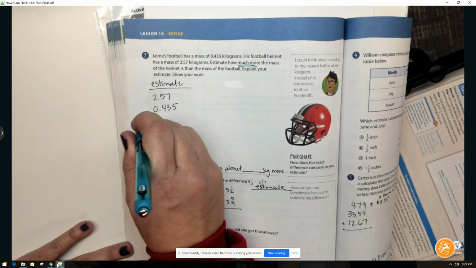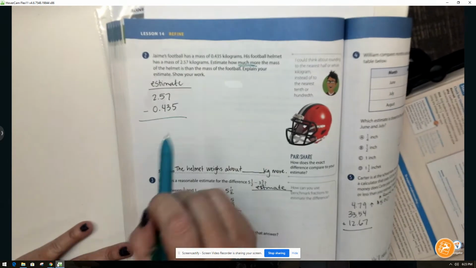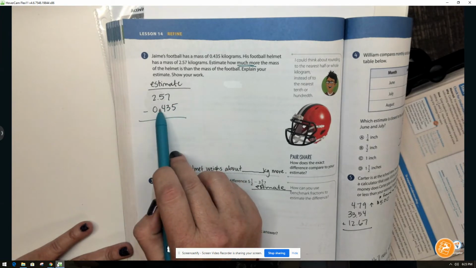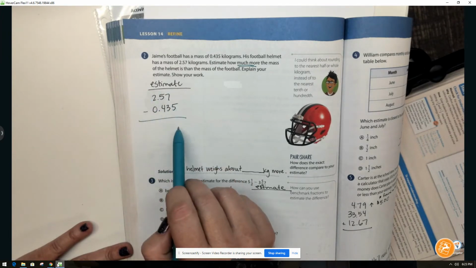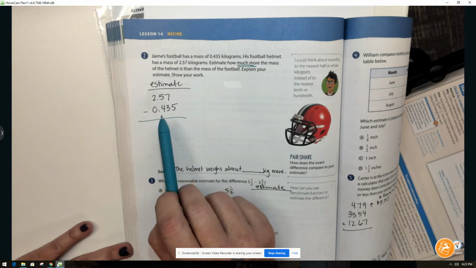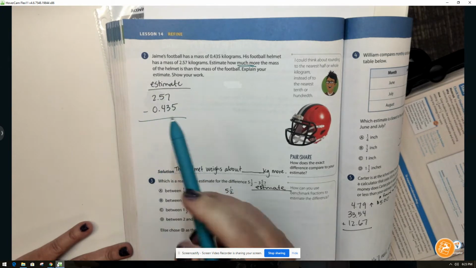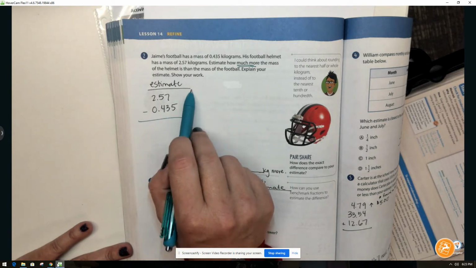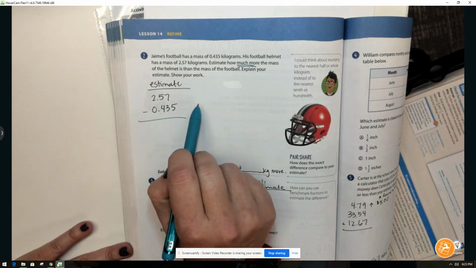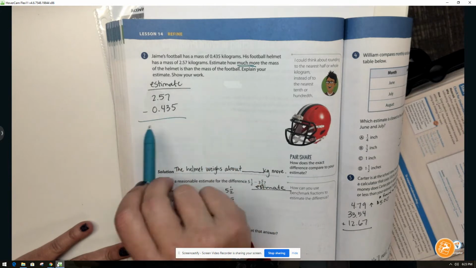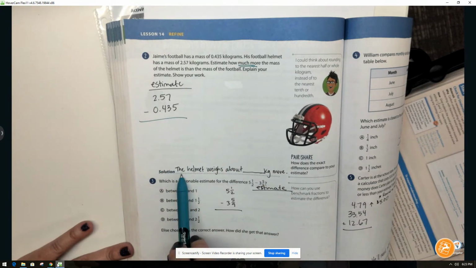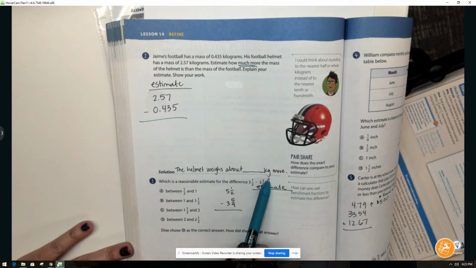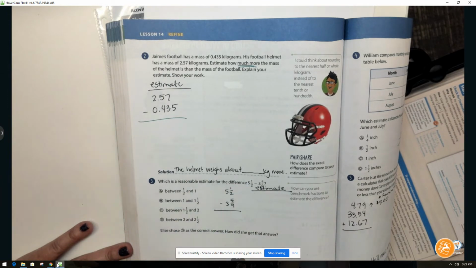So we're doing that problem there. We're subtracting the mass of the football from the mass of the helmet and finding out how much bigger the helmet is than the football. But we're going to estimate. So you're going to round both of these to numbers that are easy to add together. So go ahead and write your estimation and then tell me the answer. And then tell me how many kilograms more the helmet weighs than the football.